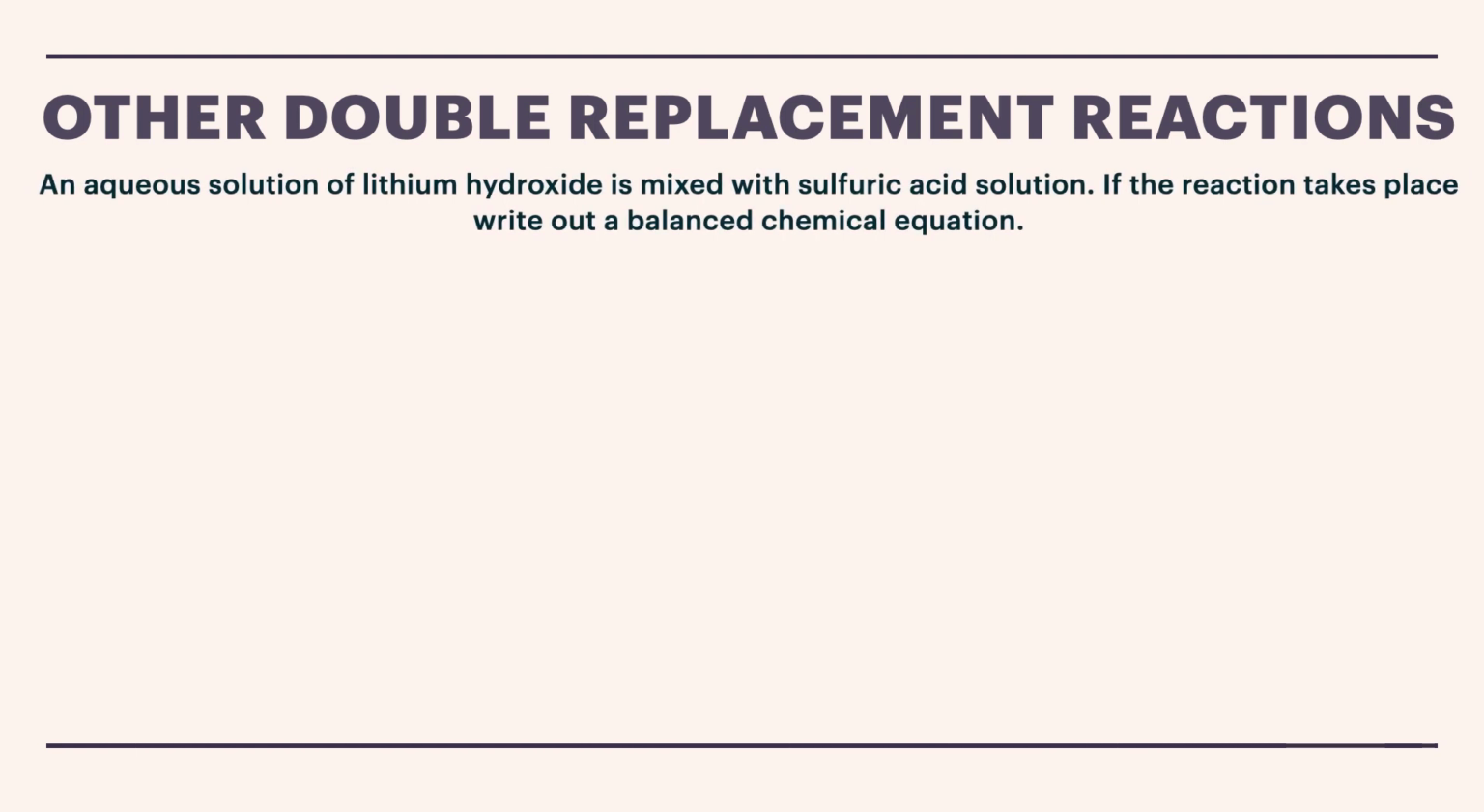Here I've got lithium hydroxide solution mixed with a sulfuric acid solution. And again, I'll have to see whether one of my 3 criteria will be met. Well, lithium hydroxide: lithium is 1 plus, hydroxide is 1 minus. There's my formula, LiOH. It's in solution, AQ. Sulfuric acid, I look up. I know that's the same as hydrogen sulfate. Hydrogen is 1 plus, sulfate is 2 minus, so H2SO4. It's in solution, AQ. Two ionic compounds, aqueous solutions.